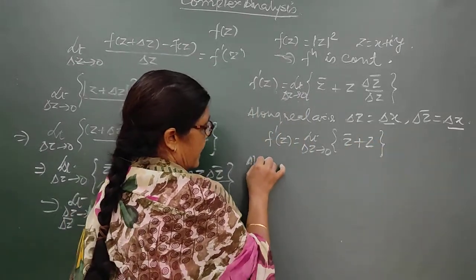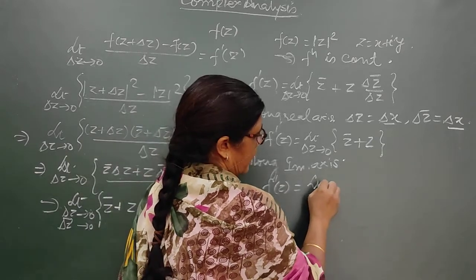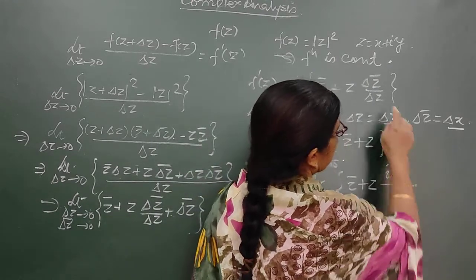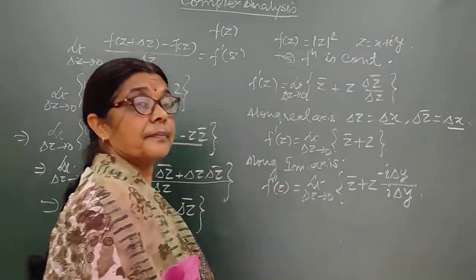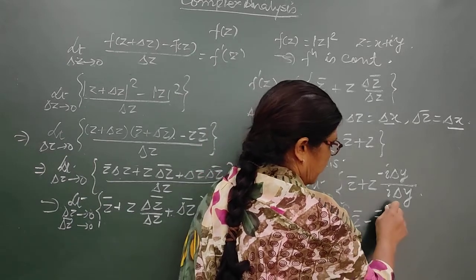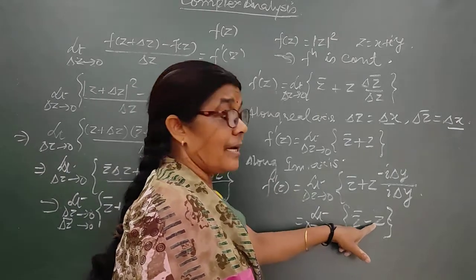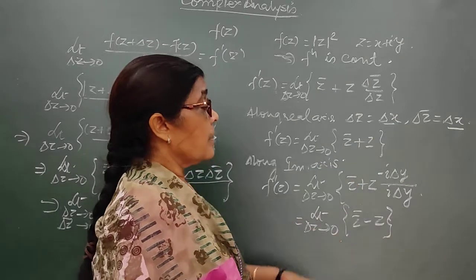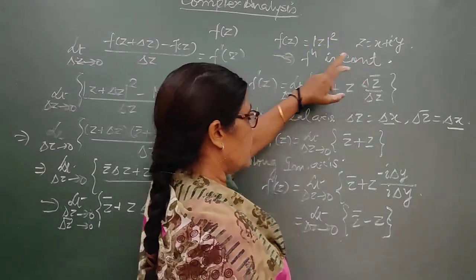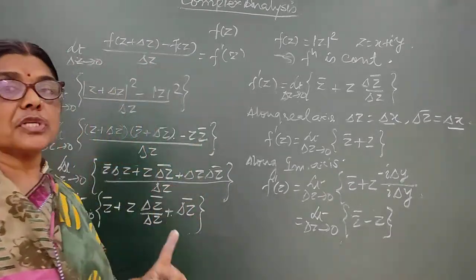But along the imaginary axis, f dash z is limit del z tending to 0 of z bar plus z times minus iota del y over iota del y. And this gives us z bar minus z. When along the real axis it is z bar plus z, but along the imaginary axis it is z bar minus z, which is different. They are not the same, they are not equal. Therefore, we can say that this function f(z) equals mod of z square is continuous but not differentiable at any point of the domain. But it is differentiable at the origin.